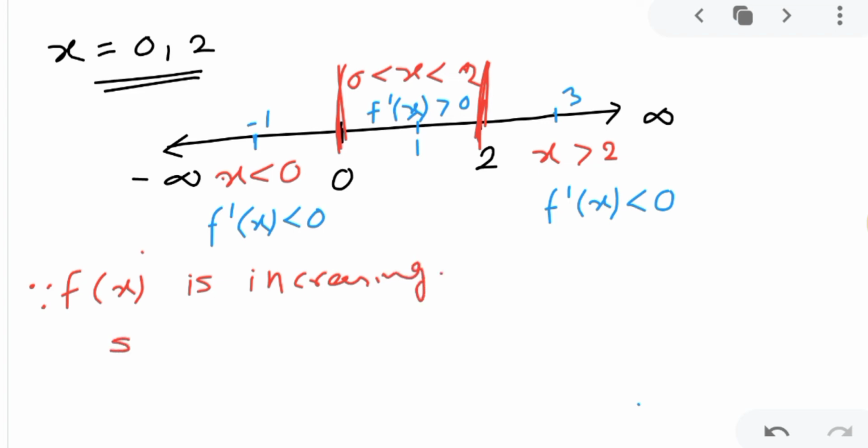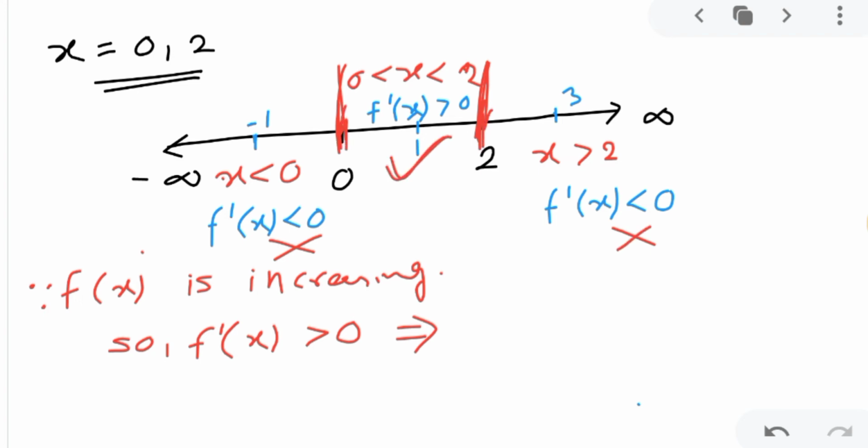So f dash x will be greater than 0. Increasing means greater than 0. Decreasing, if they told, then less than 0. Here it is increasing, so greater than 0. Greater than 0 means in which region the value is greater? This is lesser, so I will not consider it. This is lesser, I will not consider it. This is greater, so this region I will consider. This region means 0 to 2. So x value is between 0 to 2.